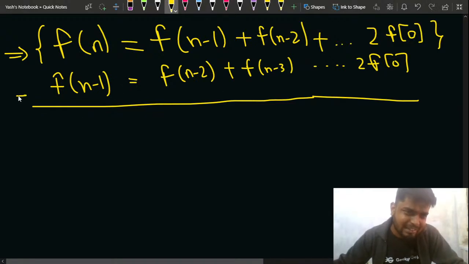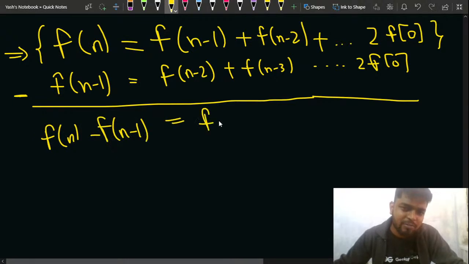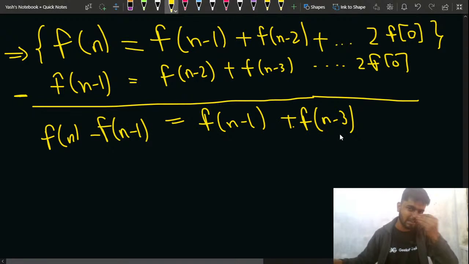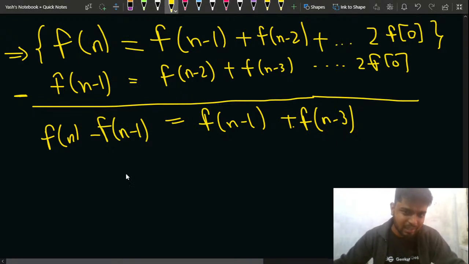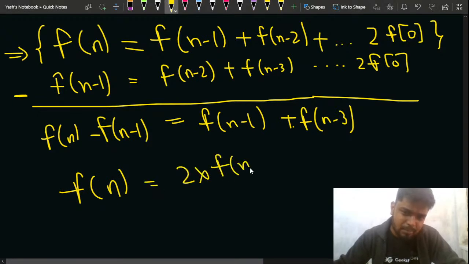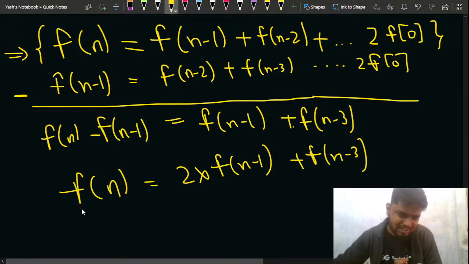Then let us subtract equation 1 and equation 2. Subtracting 1 from 2, what will happen? f of n minus f of n minus 1 is equal to f of n minus 1, and everything else goes away, and only one part will be left, and I think that will be f of n minus 3. You can try to solve this relation. So f of n will be 2 times f of n minus 1 plus f of n minus 3, right? This is the relation that you will get.